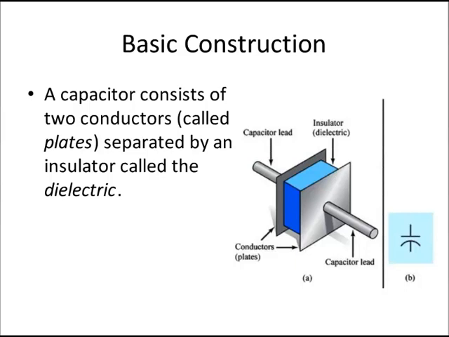So if we were to look at a basic construction of a capacitor, it will consist of two conductors called plates, separated by an insulator called a dielectric. On the right-hand side we also see the symbol for a capacitor, which is what we've seen in previous labs. So let's take a look at this in some more detail.